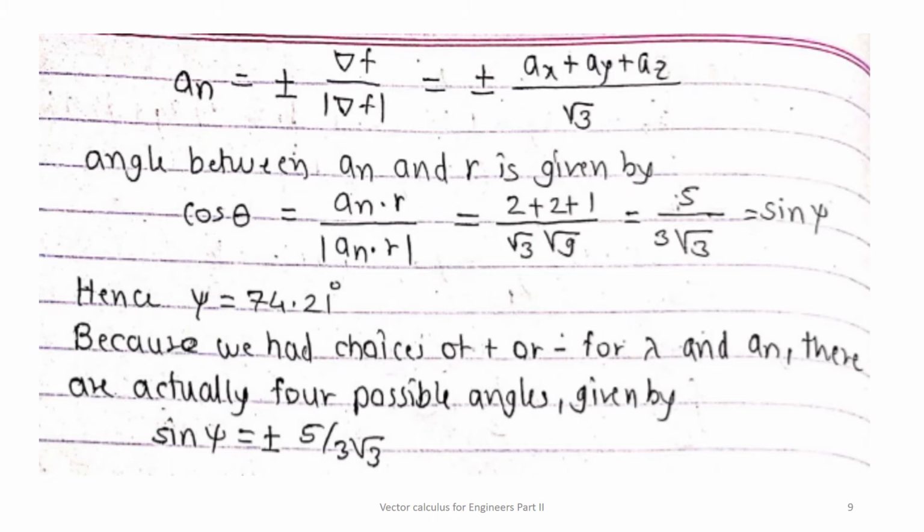Now here because we had a choice that either I will take plus 1 or minus 1 for lambda, there are actually 4 possible angles I will get, that is plus or minus 5 divided by 3 root 3. So these are the 4 possibilities.